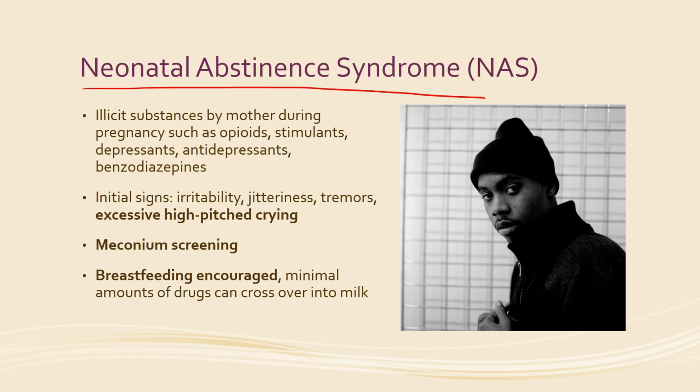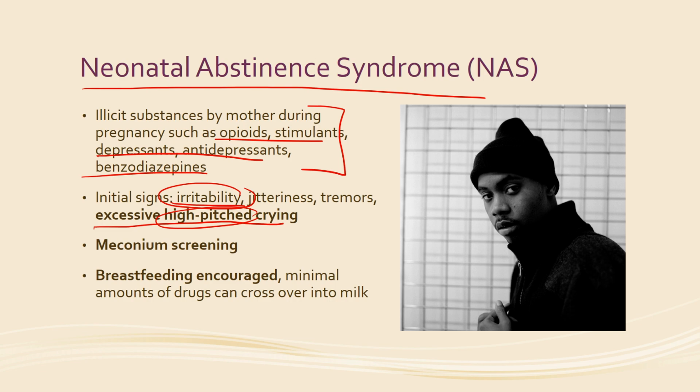All right, so neonatal abstinence syndrome. Neonatal abstinence syndrome is when the mother is using some kind of illicit substance, right? And the initial signs are this really high-pitched crying along with irritability. So the irritability means they're going to cry a lot, and it's going to be this high-pitched crying. If you spend any time in a NICU around a baby with neonatal abstinence syndrome, it's very likely that you'll hear this high-pitched cry quite a bit.